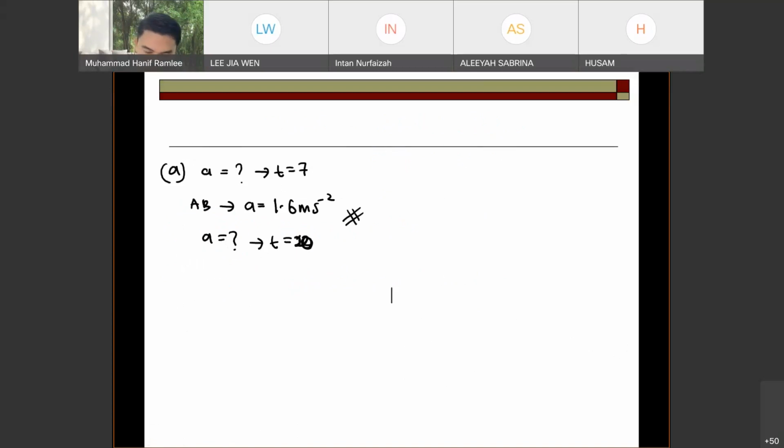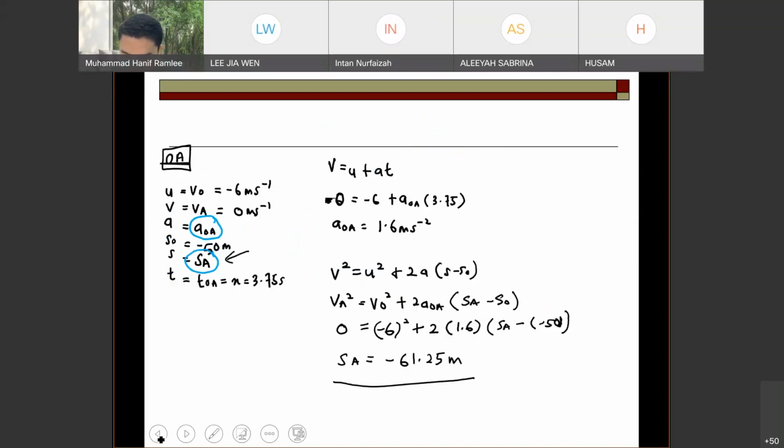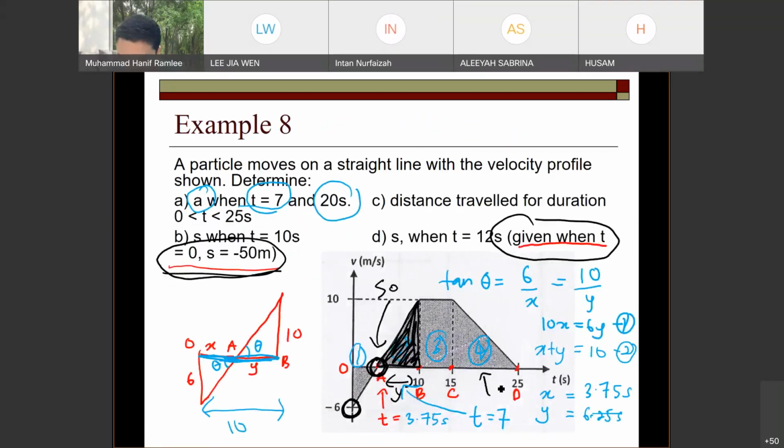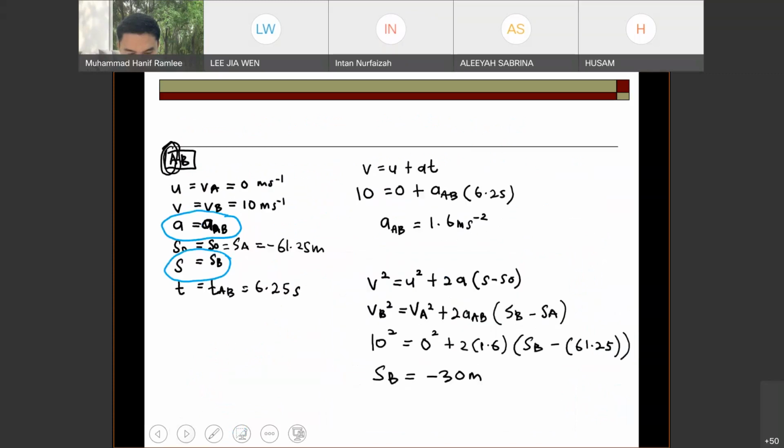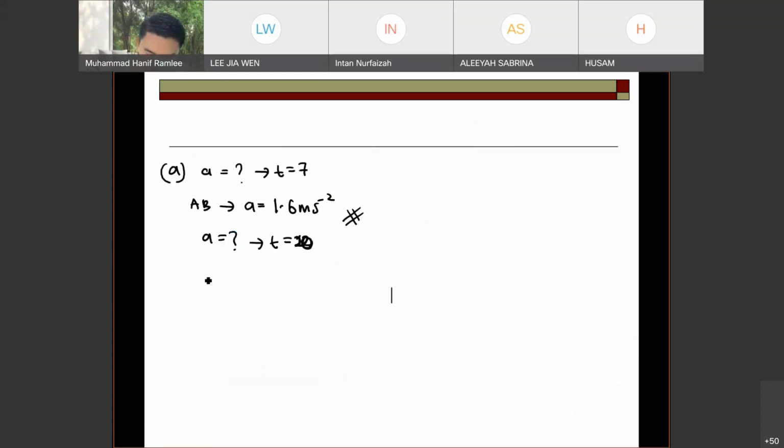So t equal to 20 should be in the region here. Should be the fourth region, which is CD. So you can check the answer from CD here. The A is -1 meter per second square. So we will get A for CD is -1 meter per second square. So you will get the answer.